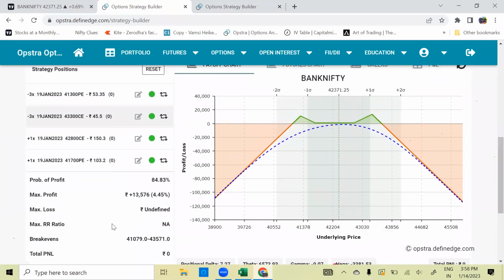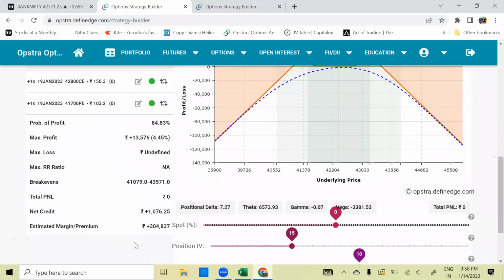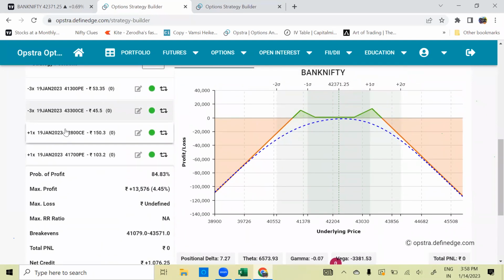So now, earlier in the normal triangle, the margin was shown as 4 lakh rupees. Now the margin has also reduced. Why? Because we bought this 42,800 and 41,700. So the margin per one lot each is reduced, for 41,300 and 43,300. The margin is reduced because we bought 42,800 and 41,700. So that will help as a margin benefit.